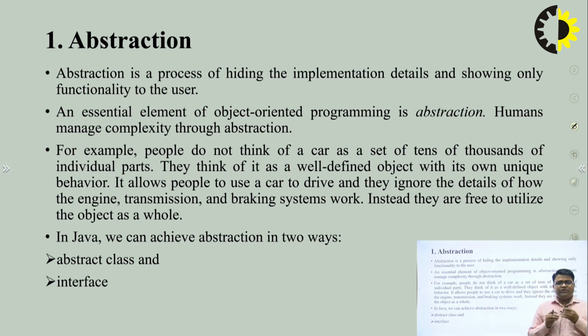For example, people do not think of a car as a set of thousands of individual parts. They think of it as a well-defined object with its own unique behavior. It allows people to use a car to drive and ignore the details of how the engine, transmission and braking system work. Instead, they are free to use the object as a whole. We can achieve abstraction in Java fully, 100%, by using abstract classes and interfaces.